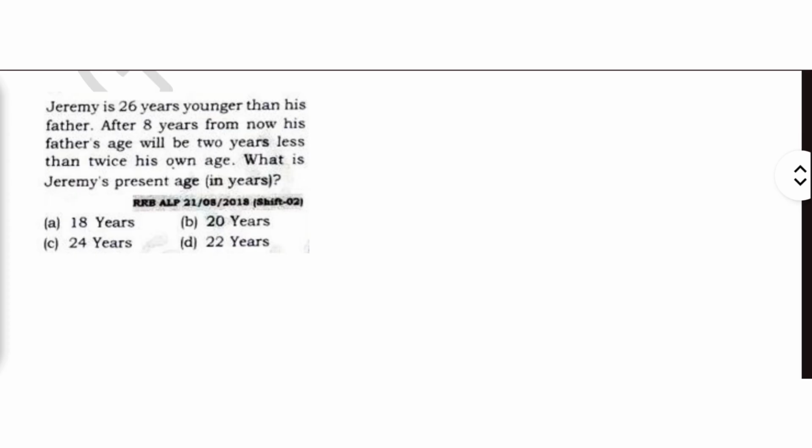Jeremy is 26 years younger than her father. If Jeremy is X, her father will be X plus 26. We can write it this way also: if we consider father as X, Jeremy will be X minus 26. Simple. After 8 years from now, his father's age will be 2 years less than twice his own age. Who is his own age? His means Jeremy's.